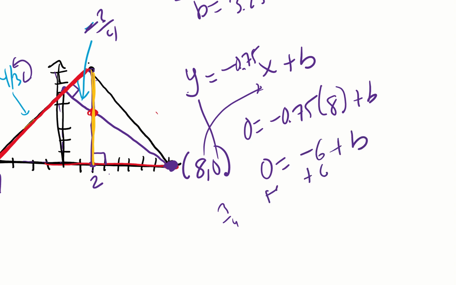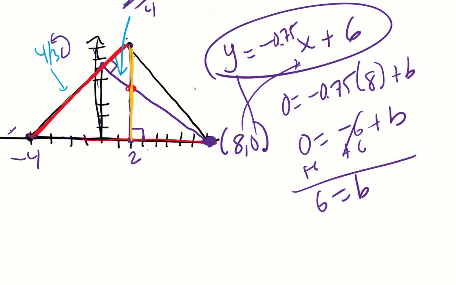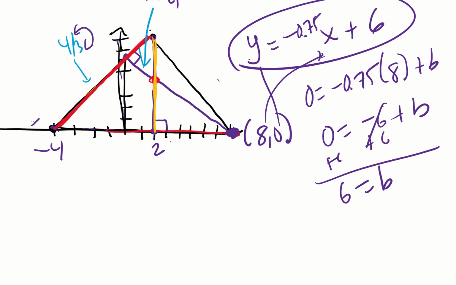Then we'll add the 6 to both sides. We get b is equal to 6. So then I can go ahead and replace this b with a 6. All right, that's the equation of that purple line, that altitude. Now we're going to set that equal to x equals 2 because we want to figure out where they cross. So let's replace that with x equals 2.